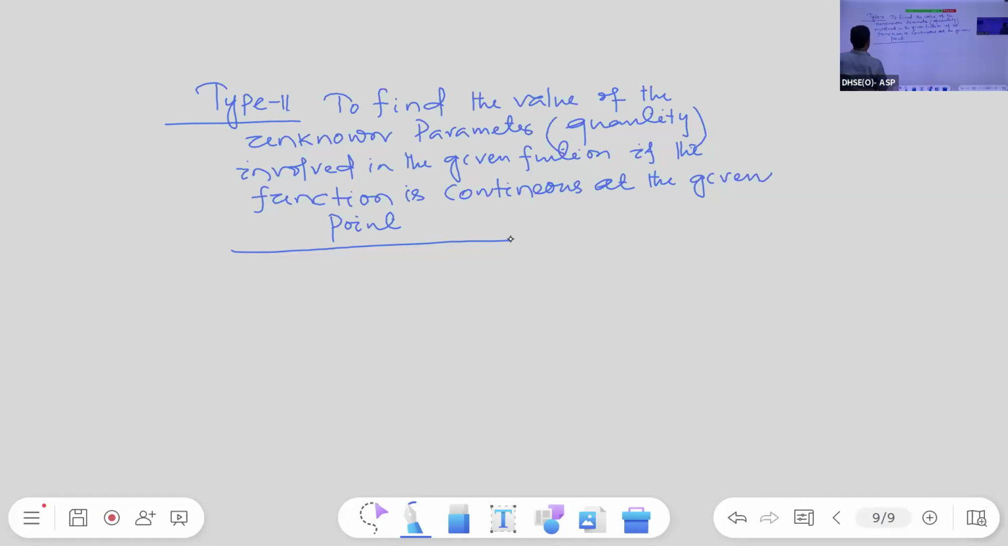So write down the question. Find the value of a, b, c.